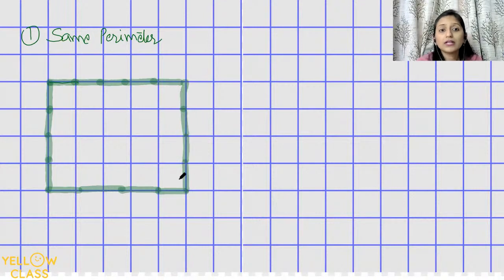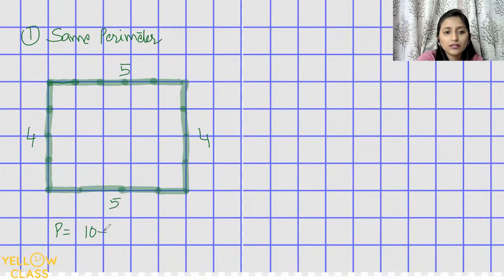Okay, this is my one shape. So what will be its perimeter? See, this is 5. This is 4. This is 5. This is 4. So its perimeter would be 2 times 5, 10 plus 8. So it will be 18, right? Correct? Okay, now let's see something different.